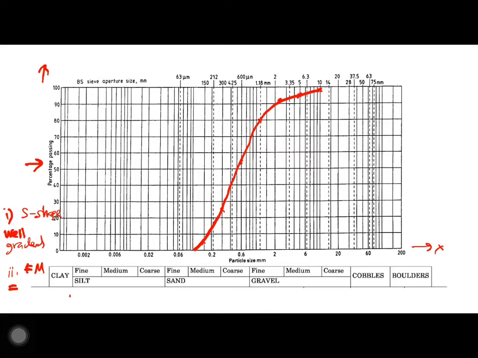And then the third one, you can determine by this. You look at the 50% line, then you go downward here. So here you can see what this aggregate consists of: from medium to coarse fine aggregate.